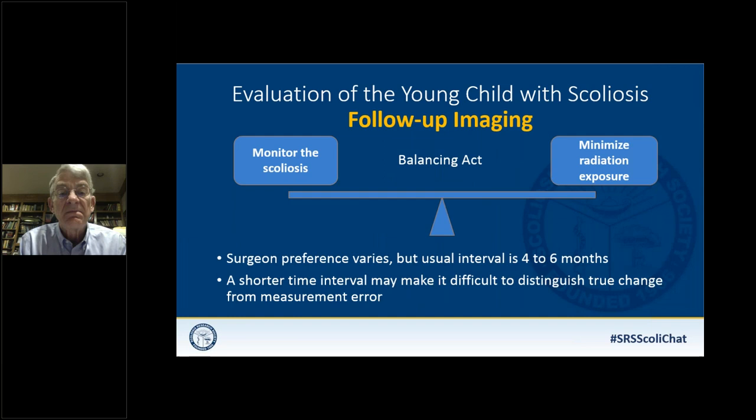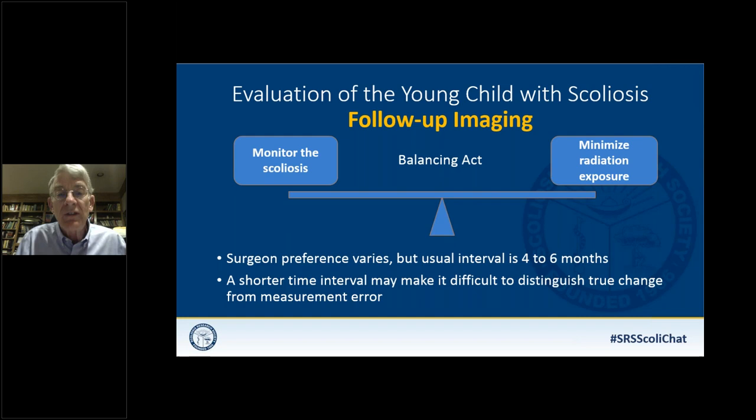And then monitoring these children is a balancing act. We want to keep an eye on the scoliosis and not let it get out of hand so that you can intervene in an appropriate manner. But at the same time, particularly if you're starting with a child that's 2 or 3 or 4 years old, you want to minimize the radiation exposure as much as possible. A shorter time interval may make it difficult to distinguish between true changes and measurement error. And so I would say my colleagues and I usually don't like to get X-rays under most circumstances less than every 4 months, and sometimes maybe even a little longer than that. But that varies depending on the exact circumstances. Next slide, please.